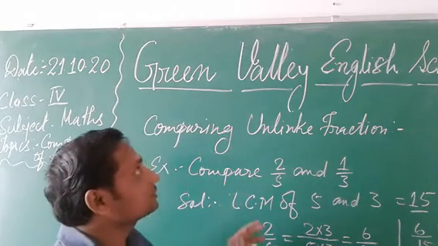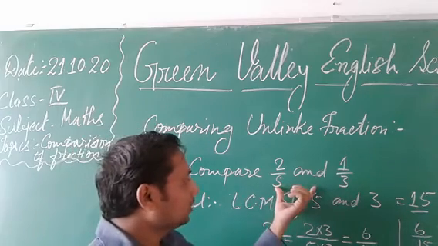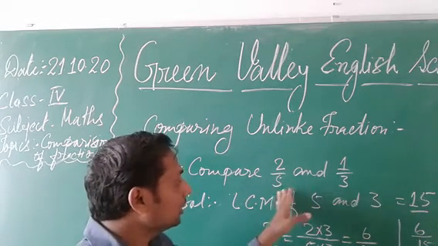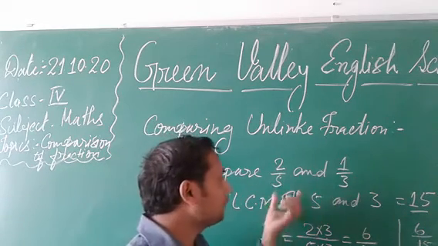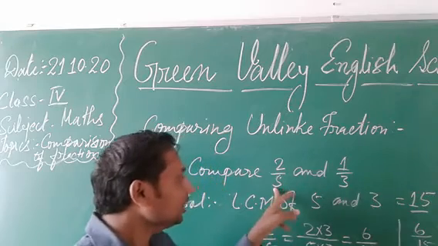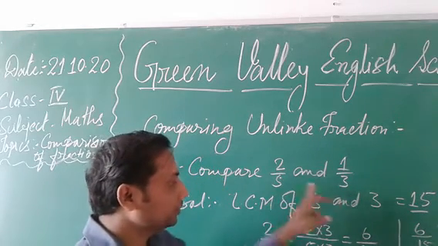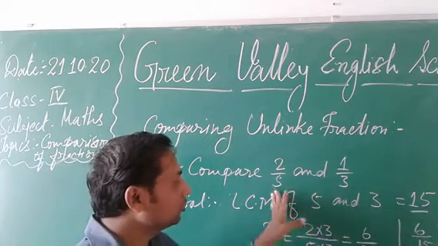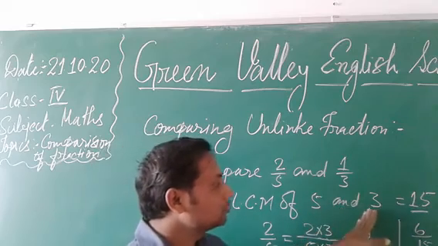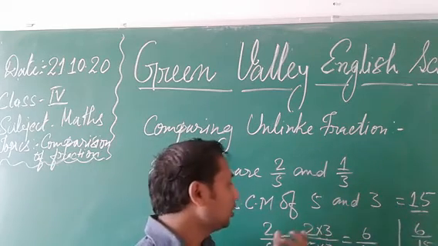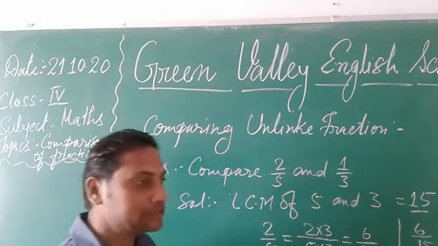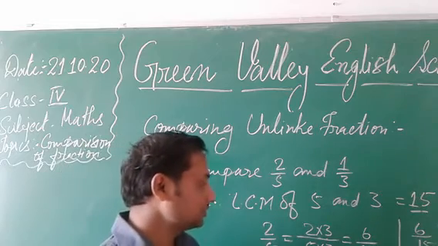So the procedure is the same for the comparison of any two unlike fractions. First of all, we have to find out the LCM of their denominators, 5 and 3. So you will get 15. Now we make their denominators the same as the LCM.